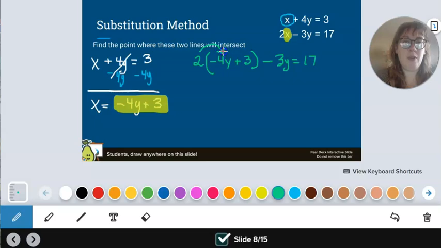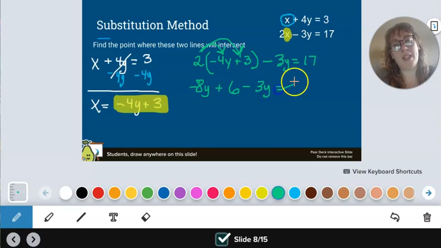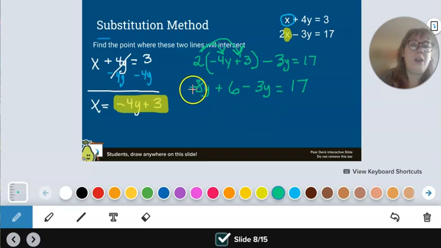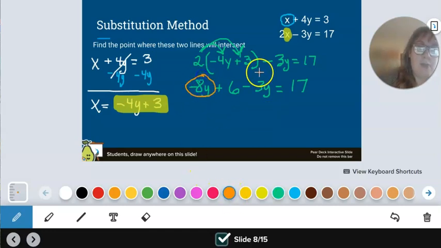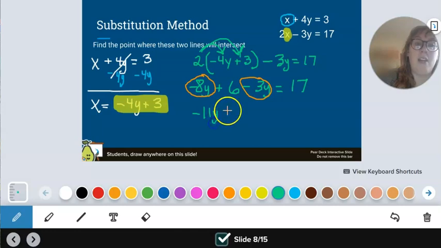Distribute this 2. 2 times negative 4y is a negative 8y. 2 times 3 is 6. Minus 3y equals 17. We have a negative 8y, and we're subtracting a 3y. So that is going to be negative 11y plus 6 equals 17.